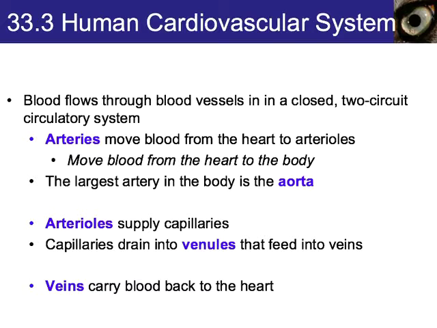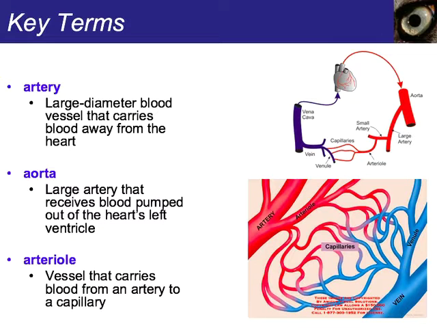So let's talk about the human cardiovascular system. Blood flows through blood vessels in a closed two-circuit circulatory system, and that consists of arteries, arterioles, and veins. Arteries move blood from the heart to the body. The largest artery in the body is the aorta. Arterioles supply capillaries, and capillaries drain into venules that feed into veins, and veins carry blood back to the heart. If you're sitting here being confused by the slide, don't worry, I will make this as crystal clear as possible in the next few slides.